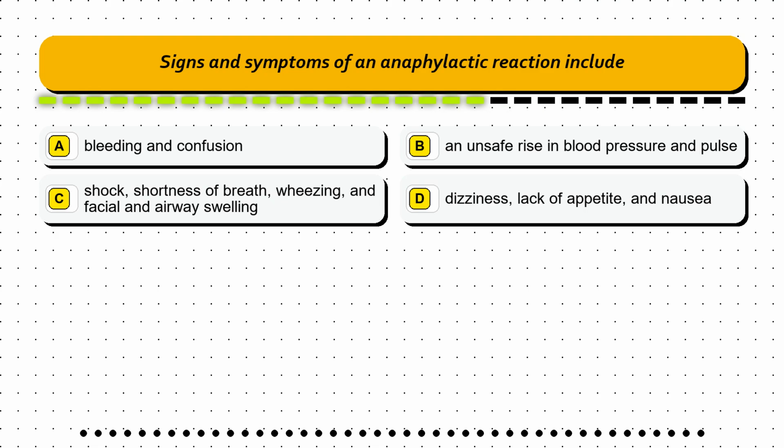Question 3. Signs and symptoms of an anaphylactic reaction include: Option A. Bleeding and confusion. Option B. An unsafe rise in blood pressure and pulse. Option C. Shock, shortness of breath, wheezing, and facial and airway swelling. Option D. Dizziness, lack of appetite, and nausea.